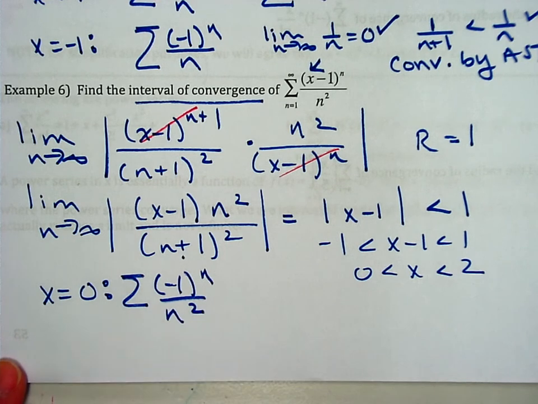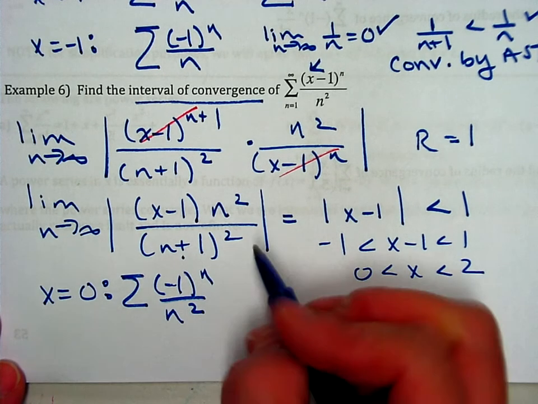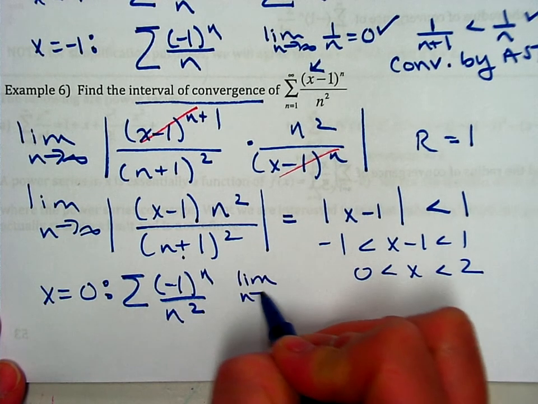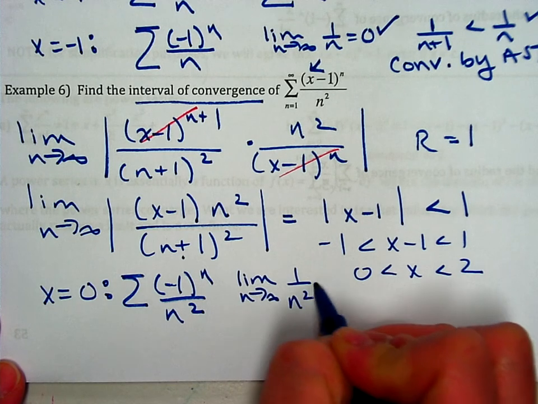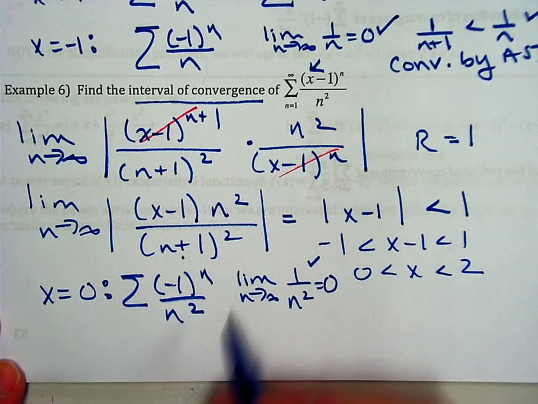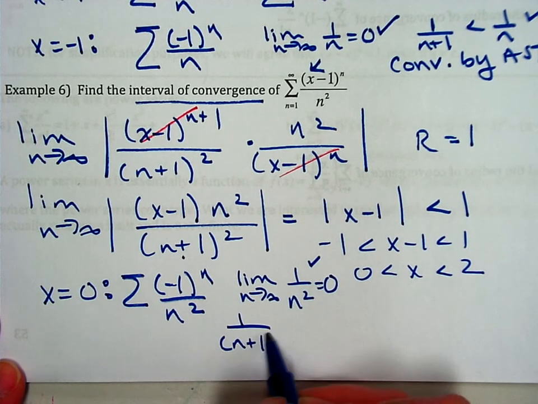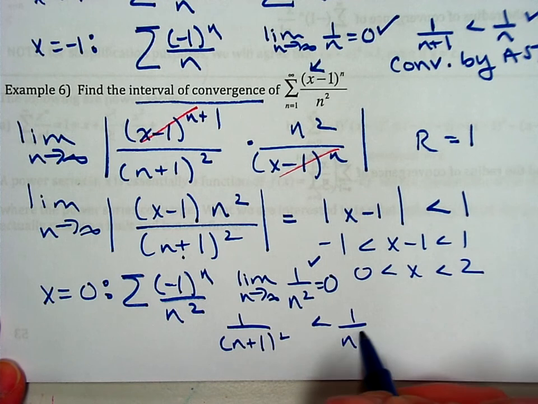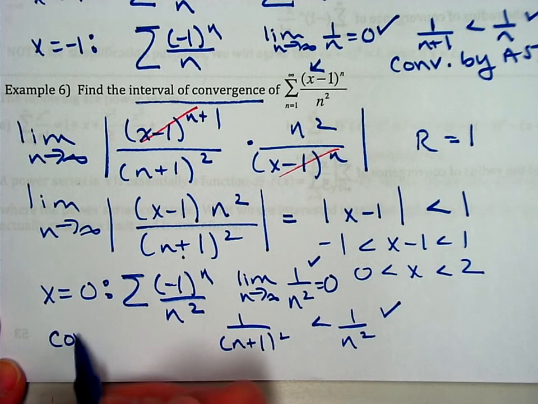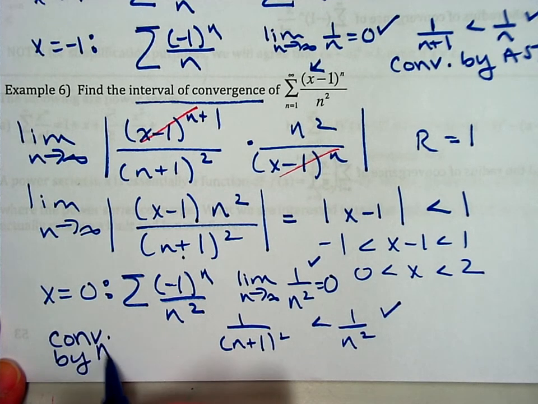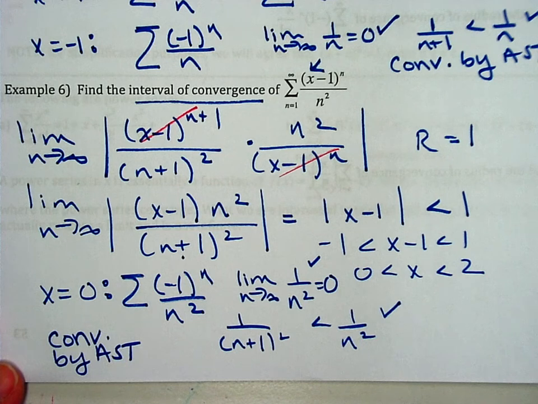I notice it's an alternating series, so let's check the two conditions. Is it true that the limit of the general term is equal to 0? Yes. Is it true that the n plus first term is less than the nth term? Yes. So at 0, I can say it converges by the alternating series test. Let's check the other endpoint, which is x equals 2.